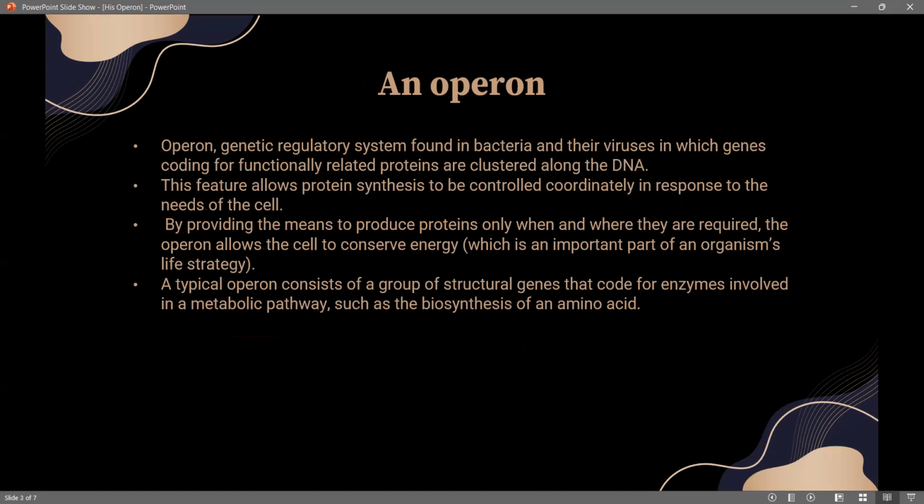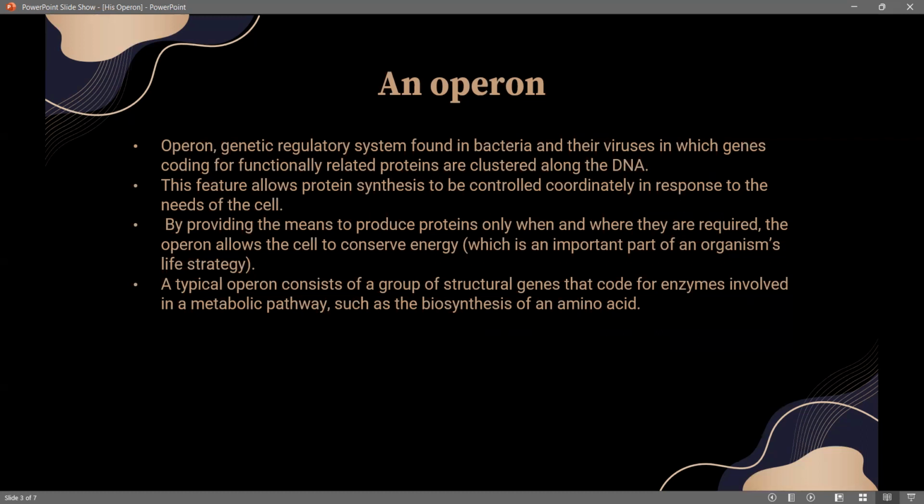Now we'll get into our topic, which is histidine operon. Before knowing what's histidine operon, let's know what's an operon generally. An operon is a genetic regulatory system found in bacteria and their viruses in which genes coding for functionally related proteins are clustered along the DNA. This feature allows protein synthesis to be controlled coordinately in response to the need of the cells.